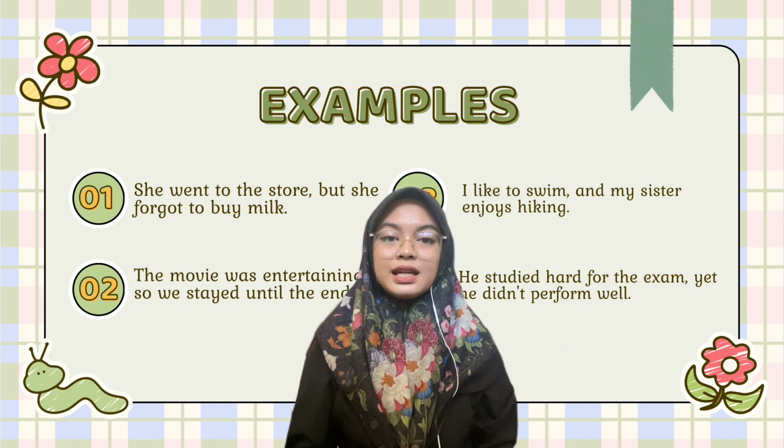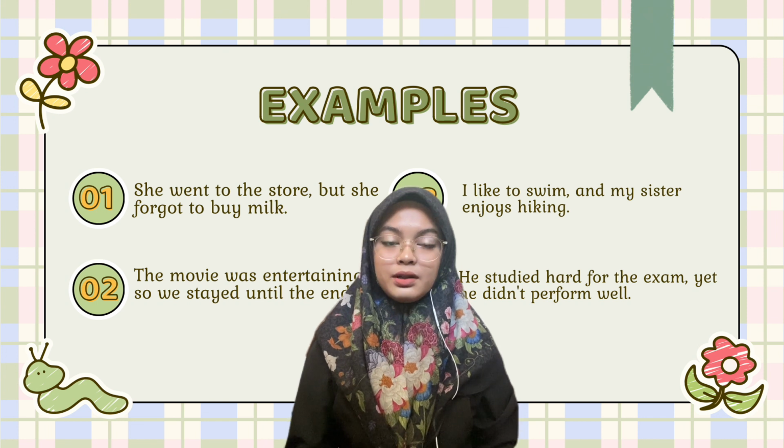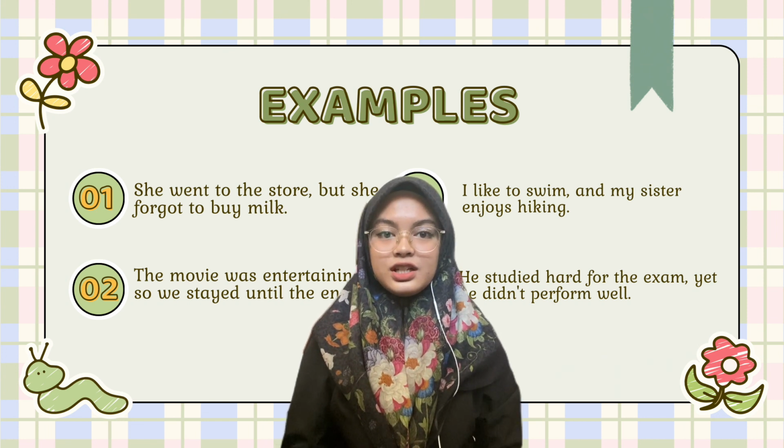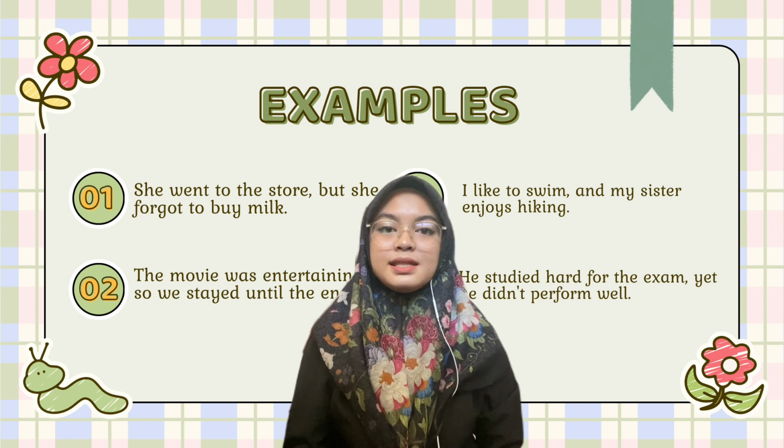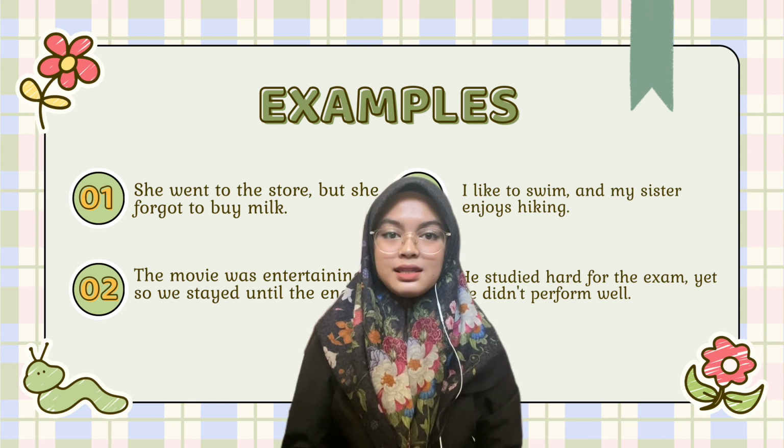We have used the conjunction "but" to make it a compound sentence. So, she went to the store, but she forgot to buy milk. By adding a conjunction, and in this sentence we use "but," we make two simple sentences a compound sentence.